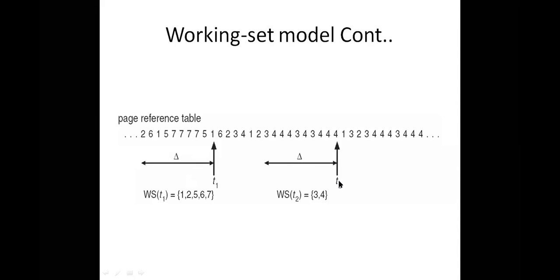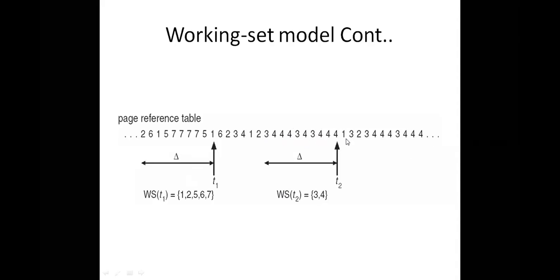For example, at time t2, what pages do you require? Time t2 starts from here and ends here. So only pages 3 and 4 are required when the CPU is executing that process at time t2. At that time, we need to keep only pages 3 and 4 in the main memory. If we keep them there, automatically there will be no page fault. Why? Because the required pages are already in the main memory, right?